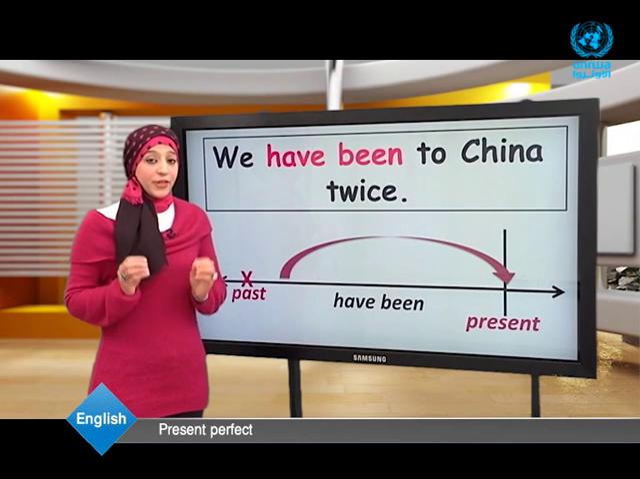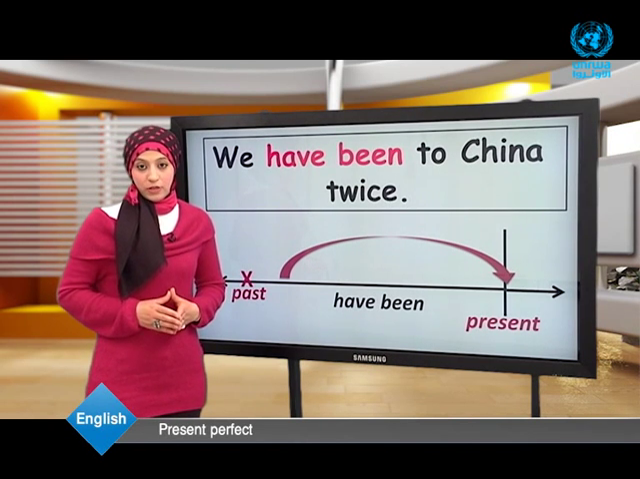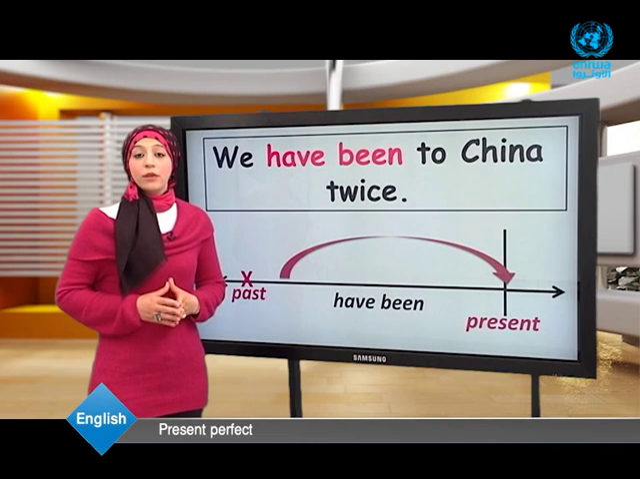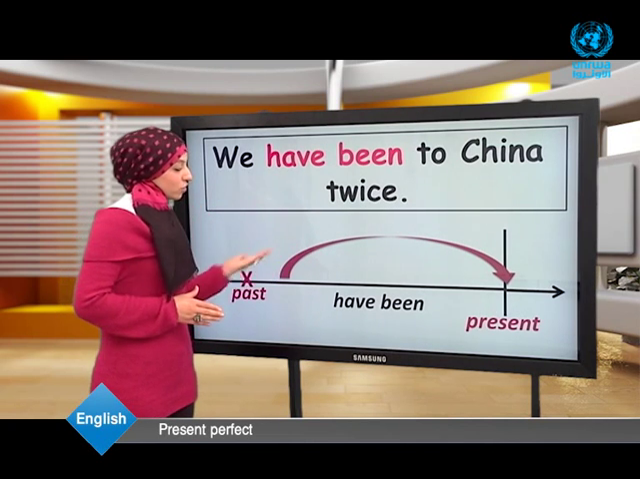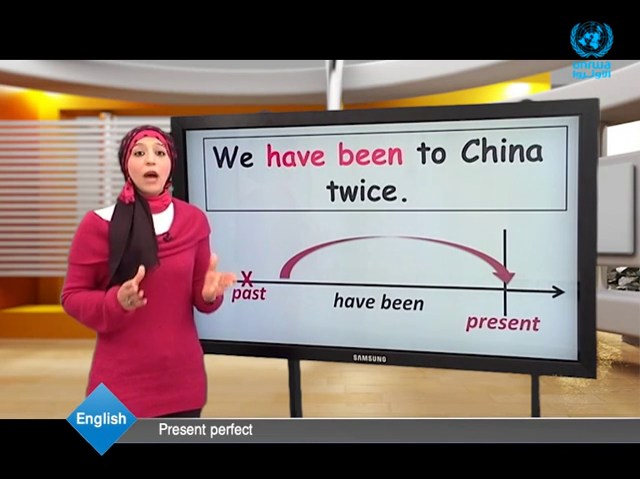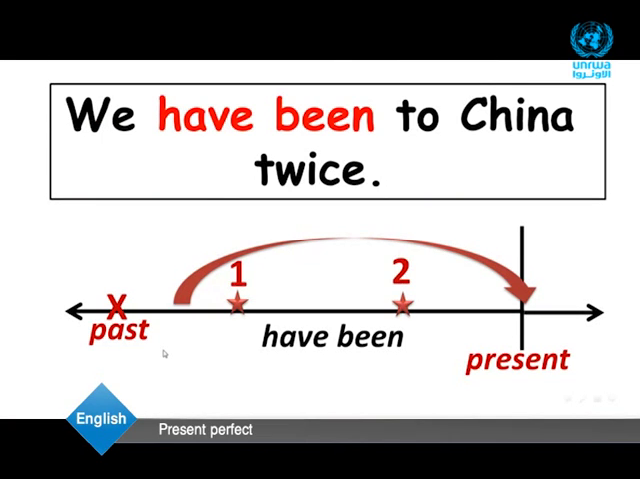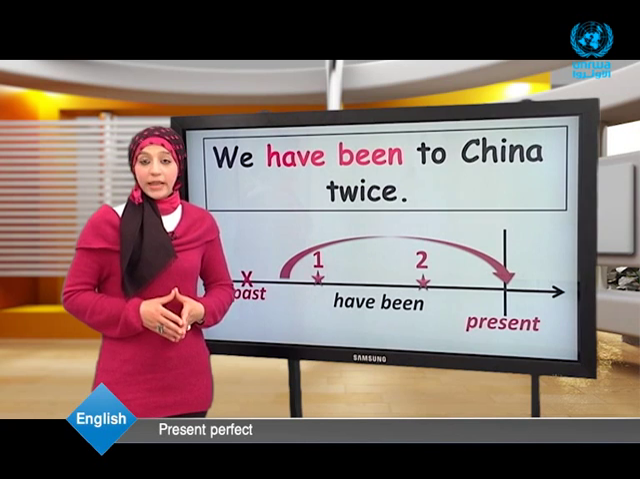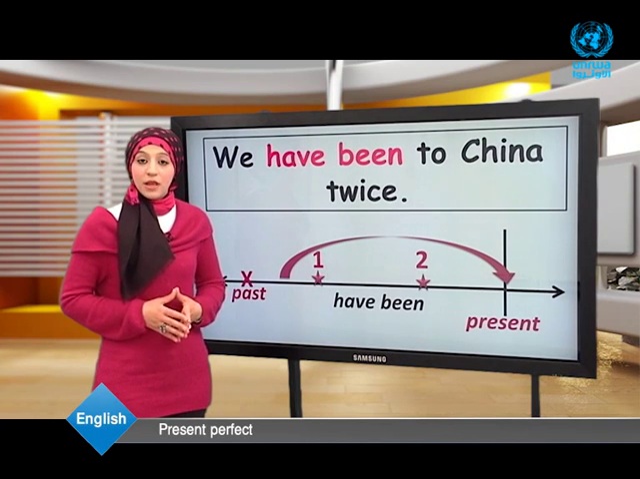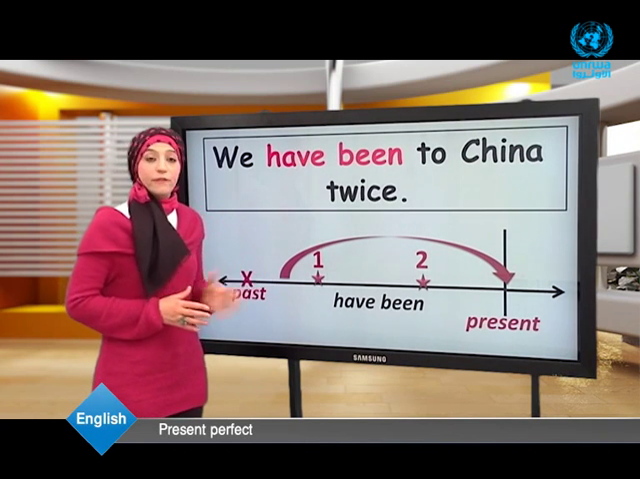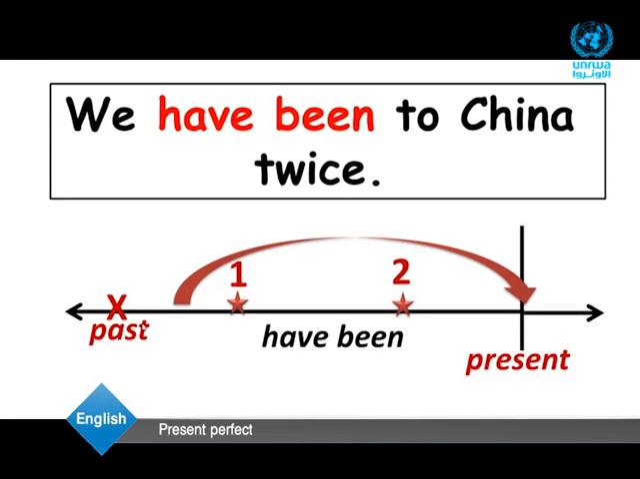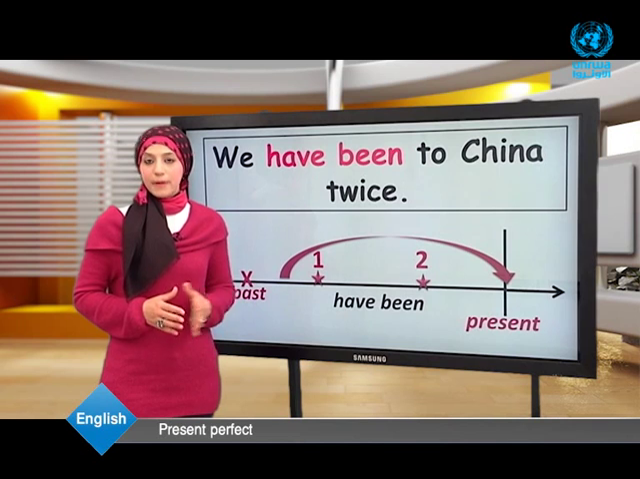Now, think with me and answer these questions. When did the family go to China? They went to China in the past. How many times did they go to China? They went to China twice. May they go to China in the future? Maybe yes. They are planning to go there in the future. So, we are describing an action that is connected with both the past and the present.